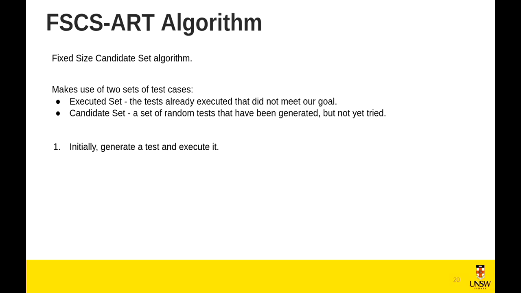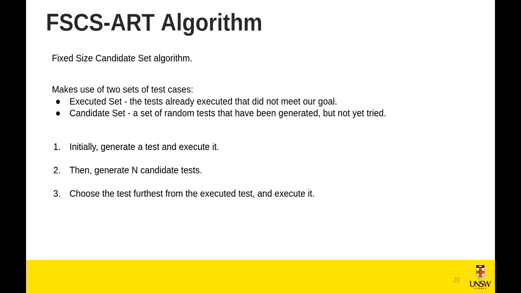And first, we try to generate a test randomly and execute that test. And then, based on that test, we can generate a number of n new candidate tests. And then we choose the test furthest away from the executed tests and add that test into the executed test set.